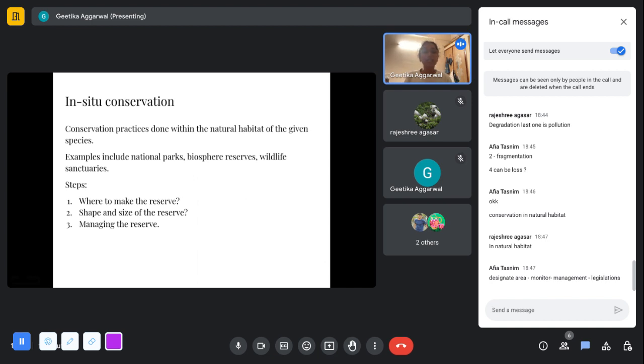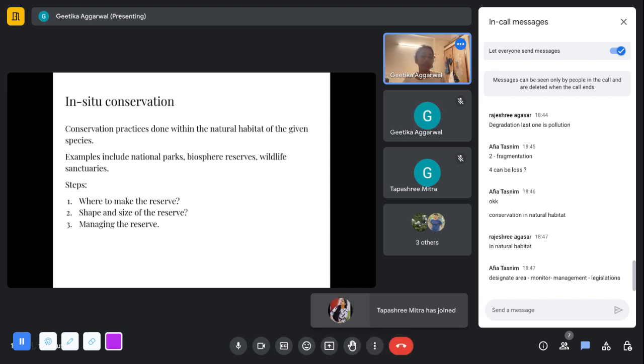So, after having talked about this, let's discuss what are some of the advantages and what are some of the disadvantages. What are the pros and cons of in situ conservation? So, can you list out some of the pros of in situ conservation, or why would you prefer it in place of ex situ conservation? So can you guys tell me what are the certain pros?